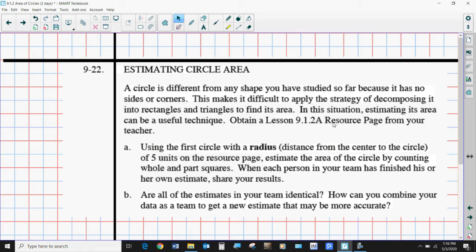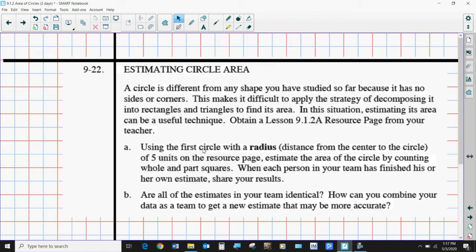I have put this resource page, which you could find on the online book. If you just wanted to click it, it's a PDF file. You could print it off and do it. I've also put it on Classroom if you chose to print it off. If you don't have a printer at home and you just want to watch me do the work, that is totally fine.